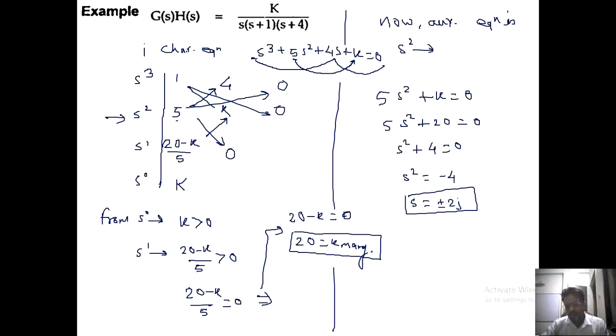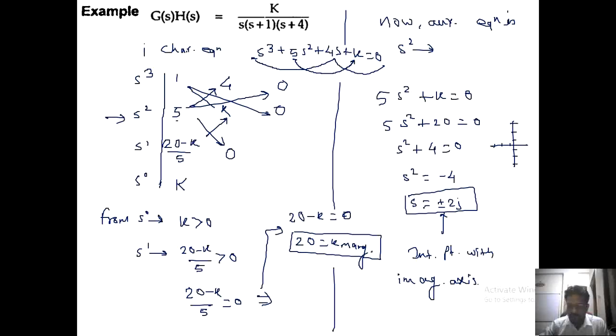So this plus minus 2j is an intersection point with the imaginary axis. Got it? Suppose this is your S plane. So 0, -1, -2, -3, and this is your imaginary axis. So -j, -2j, -3j. Here plus j, 0j, 2j, 3j, -j, -2j, -3j.